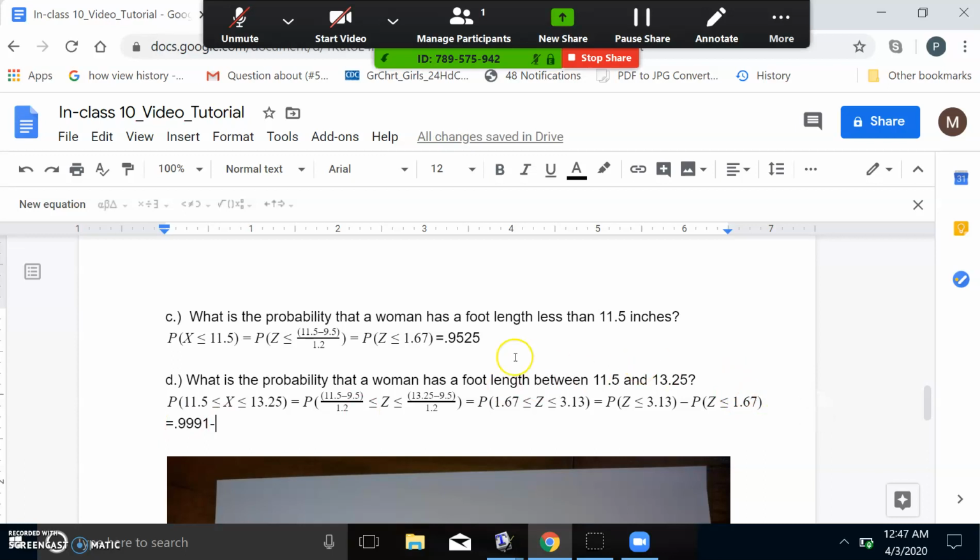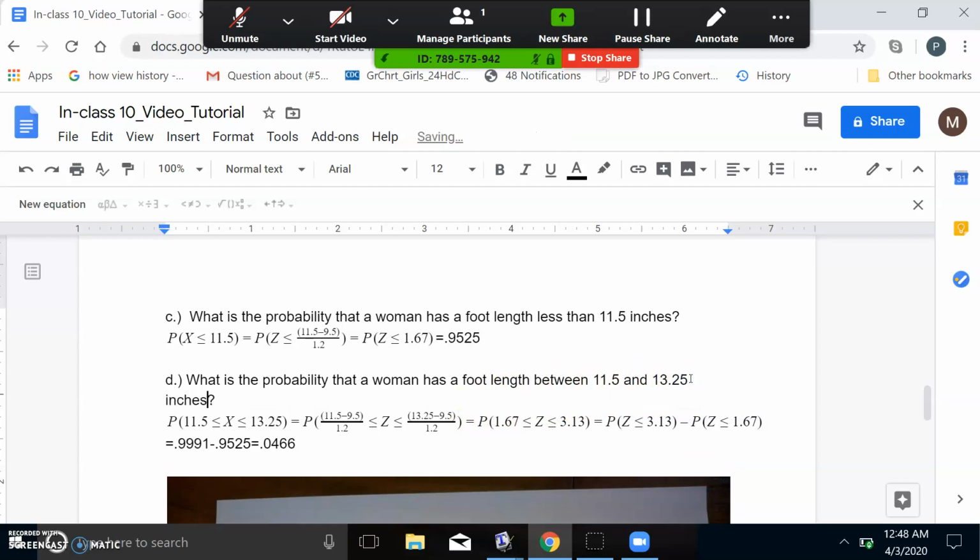Okay, now next we'll find our 1.67. We actually found that in part C up here already. We could look again in the table, but we don't need to since we already found it. So then we'll do the subtraction. We get 0.0466. So the probability that a woman has a foot length between 11.5 and 13.25 inches is 0.0466, or as a percentage, 4.66%.